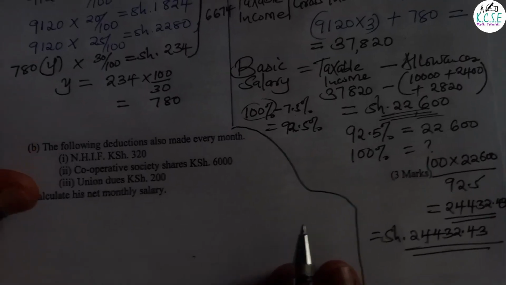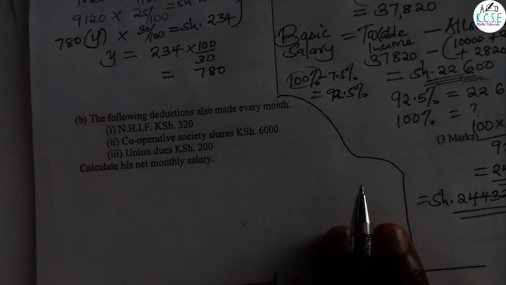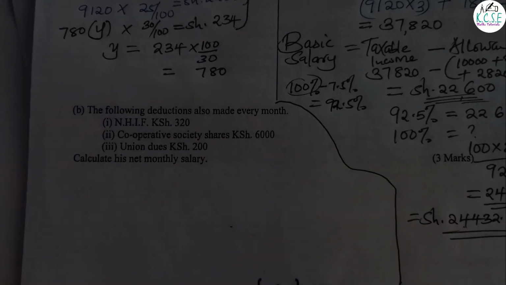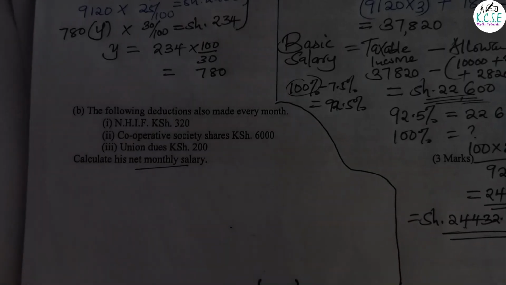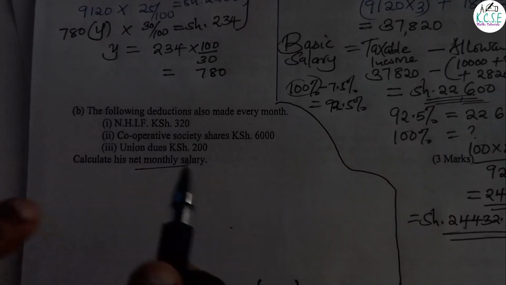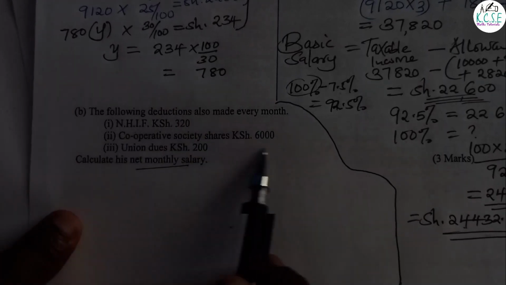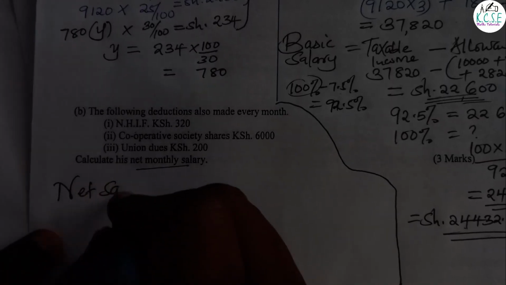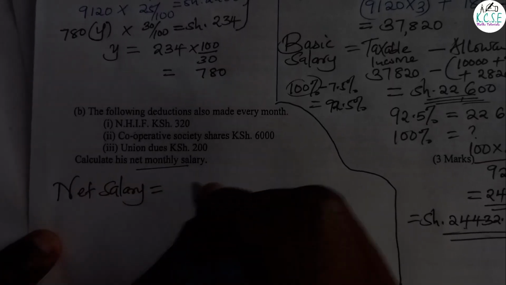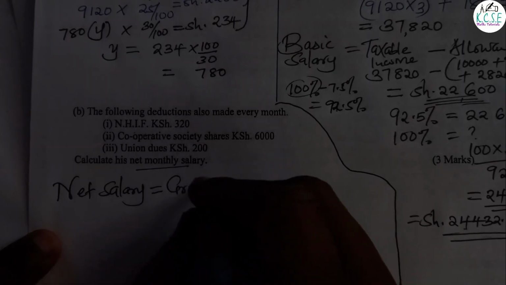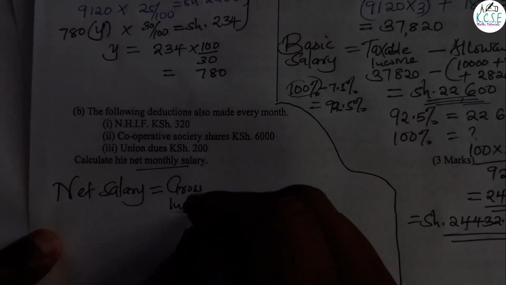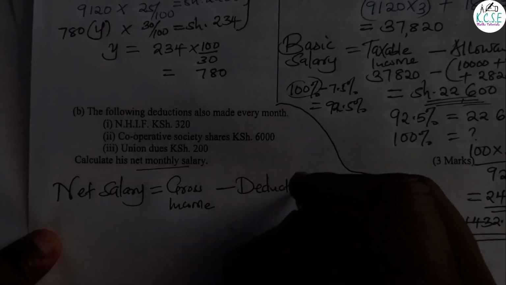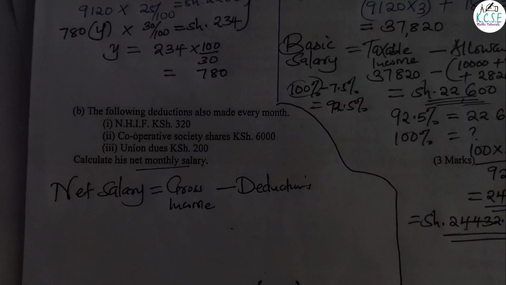Now let's go to the last part, which is about the net. You're supposed to calculate the net monthly salary if the following deductions are made. How do you get net salary? Net salary is given by the gross income, subtract all the deductions. Gross income is also the taxable income.